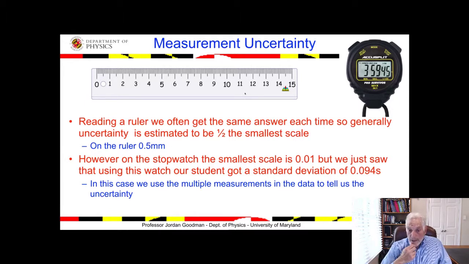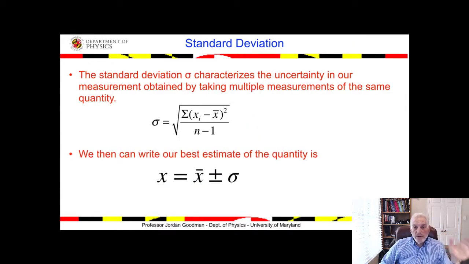However, using the stopwatch, as we saw before, the smallest scale is 1/100th of a second. But we just saw that using this watch, our student, making a measurement of the same quantity, got a standard deviation which was 0.94 seconds. So more than 9 times larger than the smallest unit. In this case, we use those multiple measurements in the data to estimate what the uncertainty in that measurement is. So we use the standard deviation to characterize the uncertainty obtained by taking multiple measurements of the same quantity.